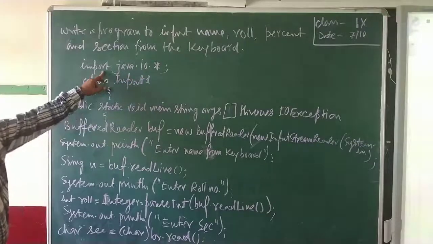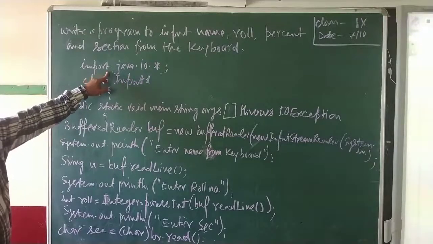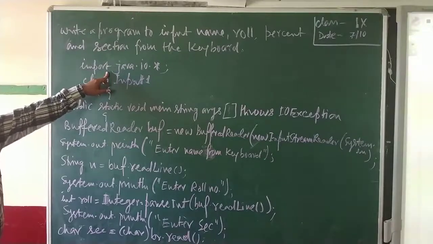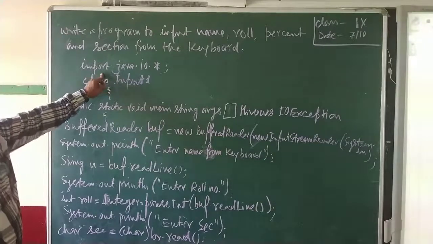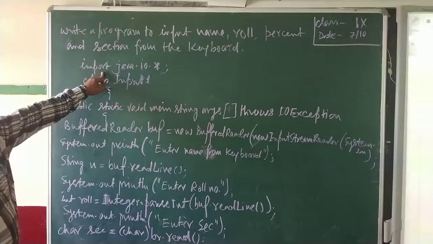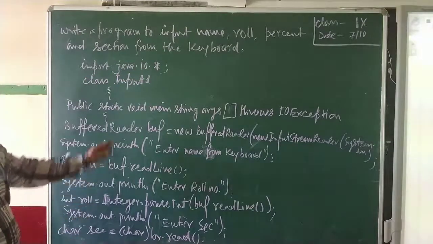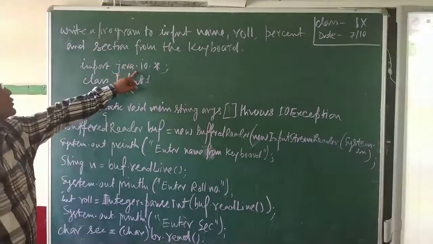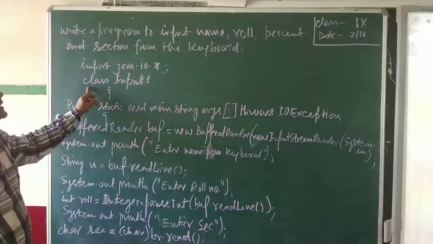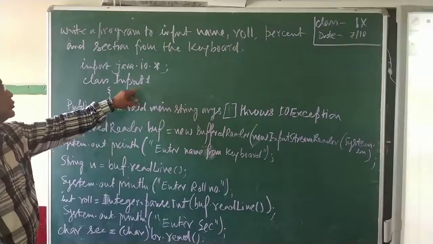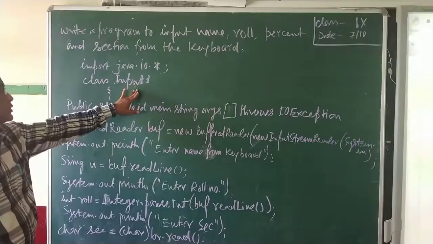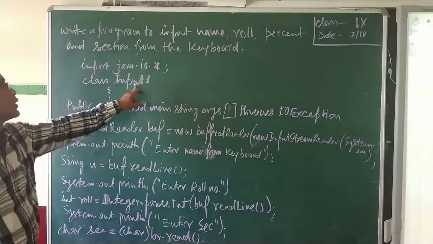This is a header file. This is one package you have to call. This is import, a keyword, with java.io.*, the package name for input output. So this package you have to call. Now the class name, class input1. Input may be a reserved word, so that's why I have given input1 as the class name.